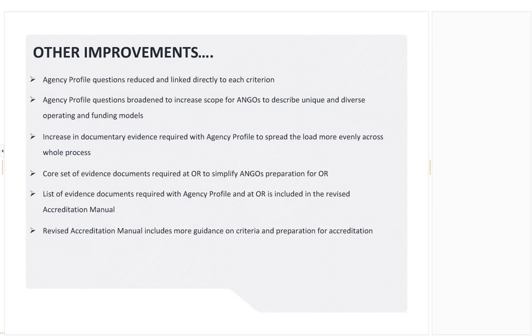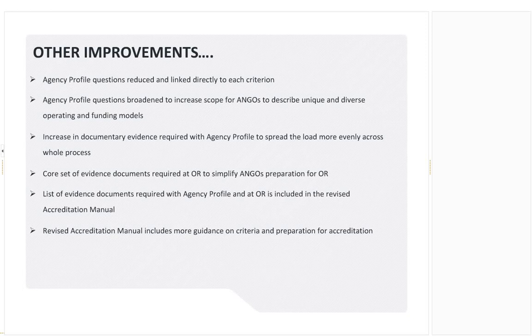So a complete review was undertaken of all documents reviewed in the entire accreditation process, and those that could be easily assessed at the DA stage and which would have a meaningful contribution to assessors' ability to assess against a criterion have been moved to the DA stage. So you will see that there's a larger number of documents to be attached to the agency profile, and this is intended to spread the load more evenly across the process.